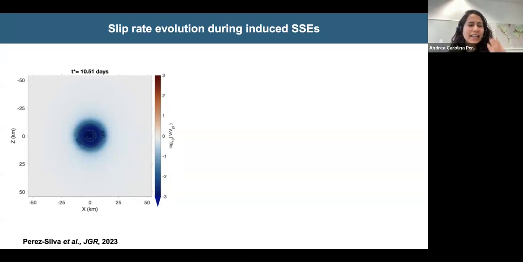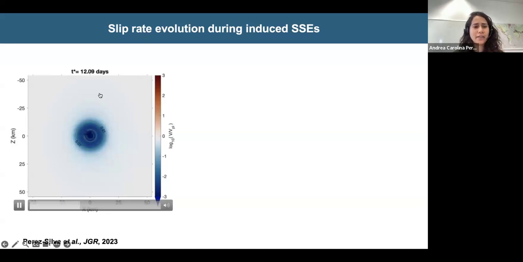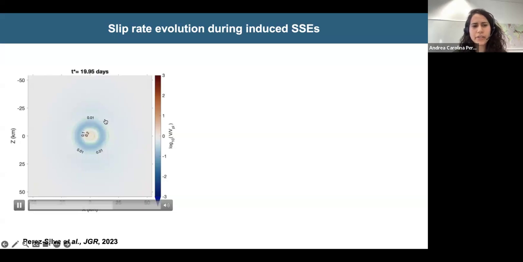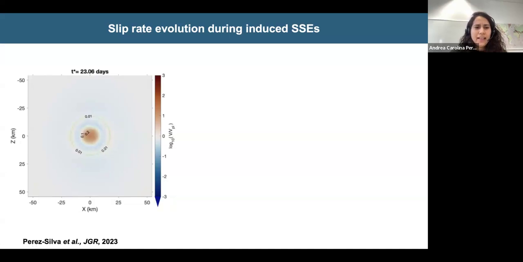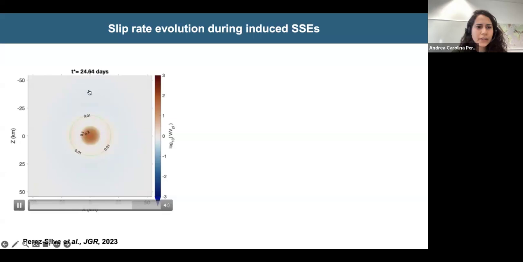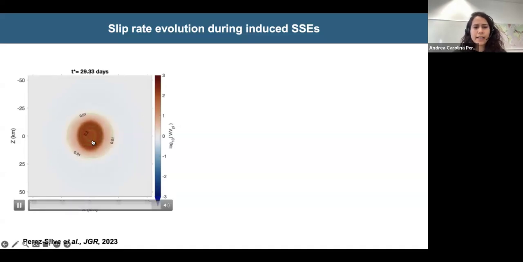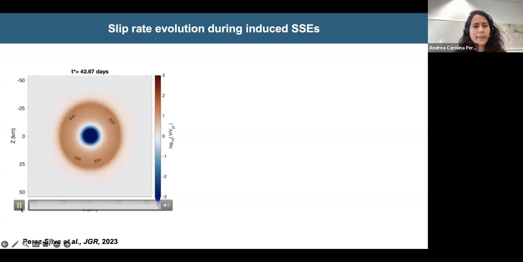So you can see that it takes a long time before we start unlocking the fault. After 13, 14 days of injection, the fault is still locked in this region. And these contours represent the ratio between the pore pressure change and the background effective normal stress. After 20 or so days, we start seeing slip acceleration at the center of the fault, and this slip acceleration transforms into a crack expansion event where the maximum slip occurs at the front of the crack.